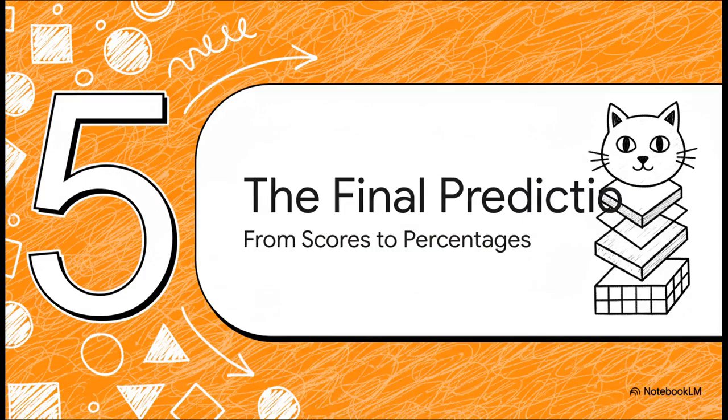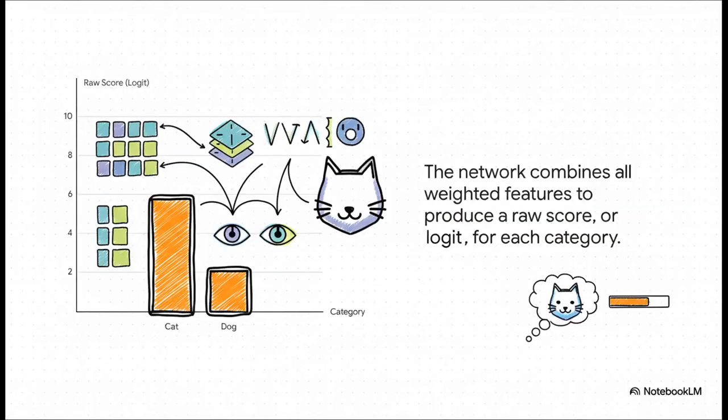Okay, we are at the finish line. All the evidence has been gathered, all the features have been weighed. Now it's time to tally up the scores and get the final answer. The network crunches all those weighted features together and spits out a final raw score for each possible category it knows. So in this example, after adding everything up, the cat category gets a nice high score of 5.8, while the dog category only gets a 2.1.